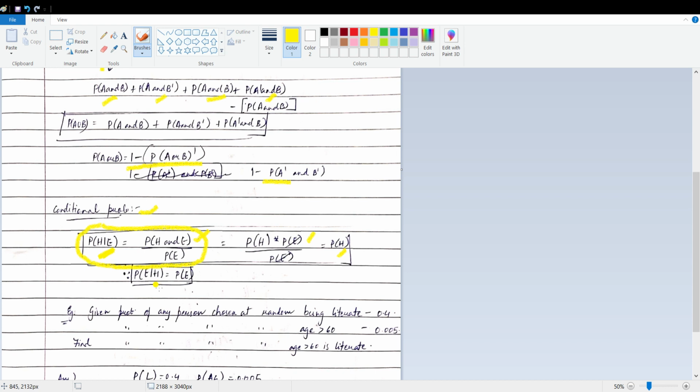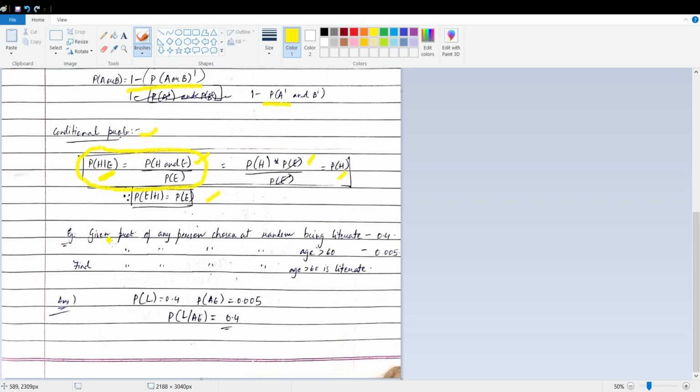Similarly, you can say the same thing about P of E given H being equal to P of E. In order to help you better demonstrate that, we have an example here. This is also present in your textbook. A few of you might have written it in your assignment. Here it says that the probability of any person chosen at random being literate is 0.4. The probability of any person chosen at random having age greater than 60 is 0.005. And we're going to find out the probability that any person chosen at random whose age is greater than 60 is literate. So here we are supposed to be finding out a conditional probability, which is this.